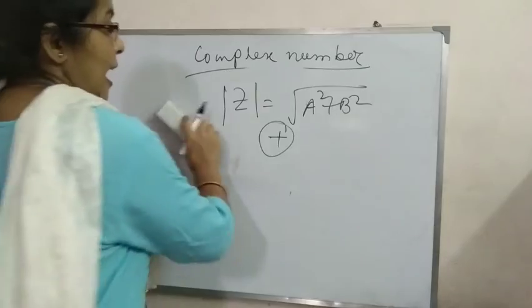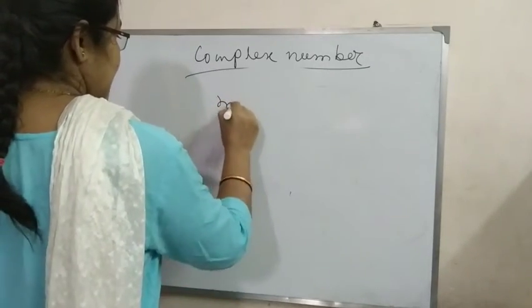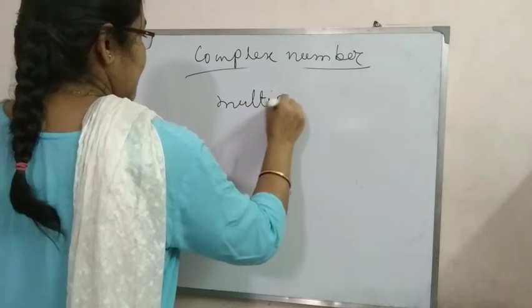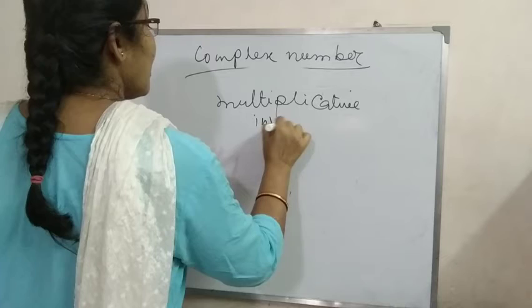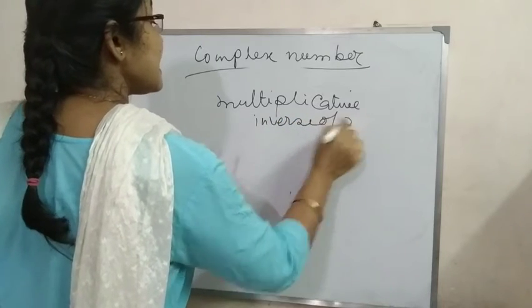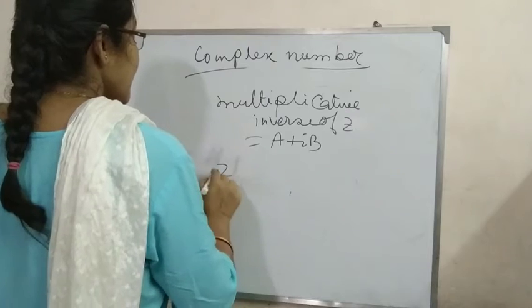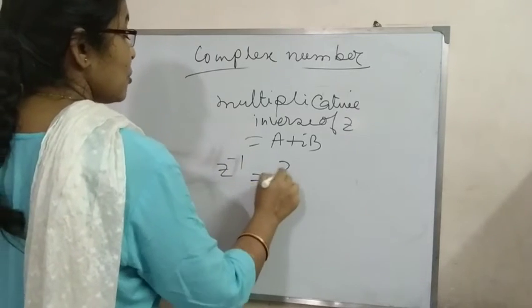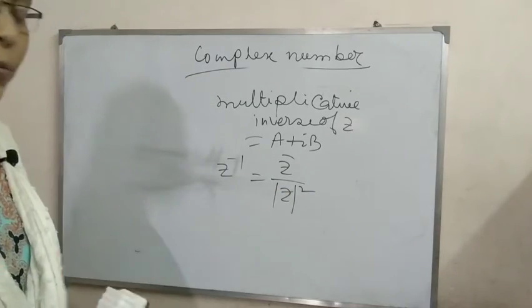And multiplicative inverse of z, that z equal to a plus ib, this is equal to z inverse equal to z bar by mod z whole square. This is the formula.